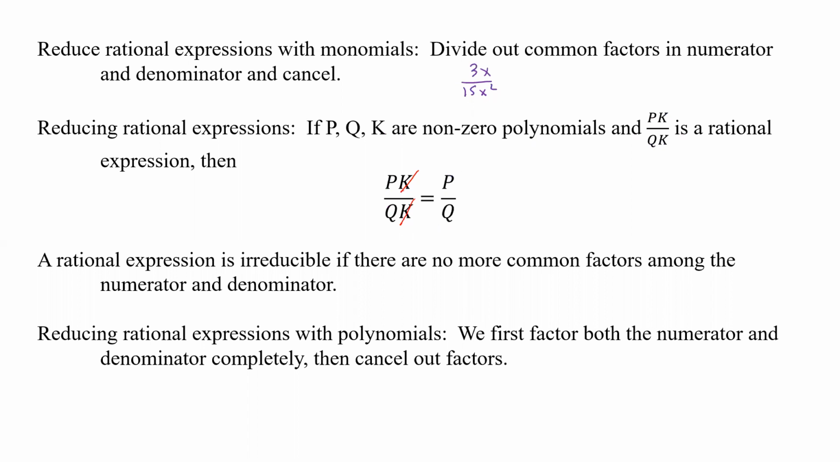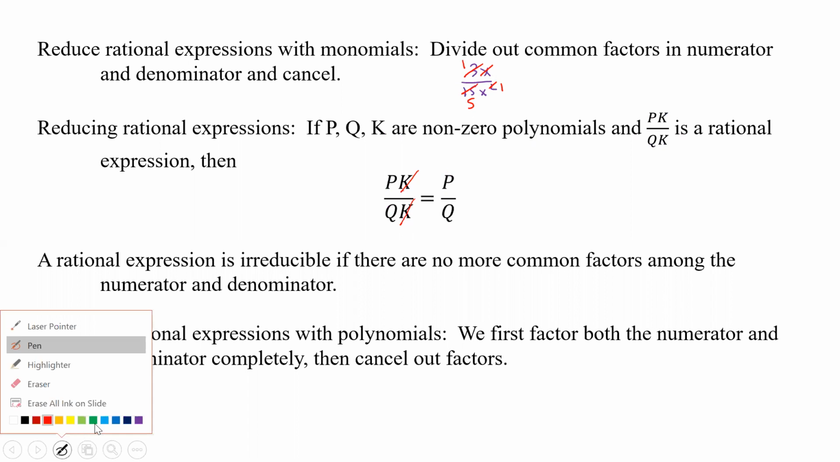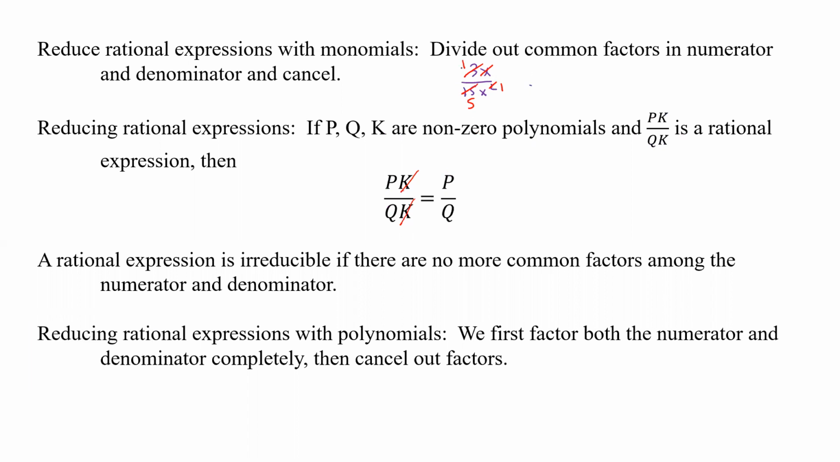So in our example up here, one of these x's cancels one of these. We're left with 1. That 3 will cancel into the 15, leaving 5. And so that gives us the simplified expression. This all cancels to 1 in the numerator, and this gives us 5x in the denominator. And so that's how we're going to do it for monomials.